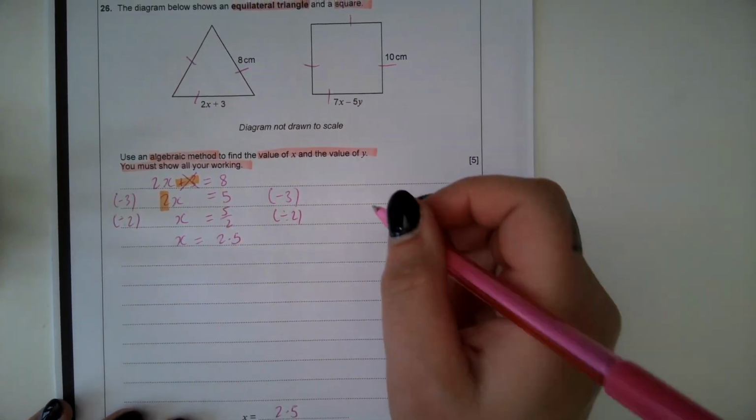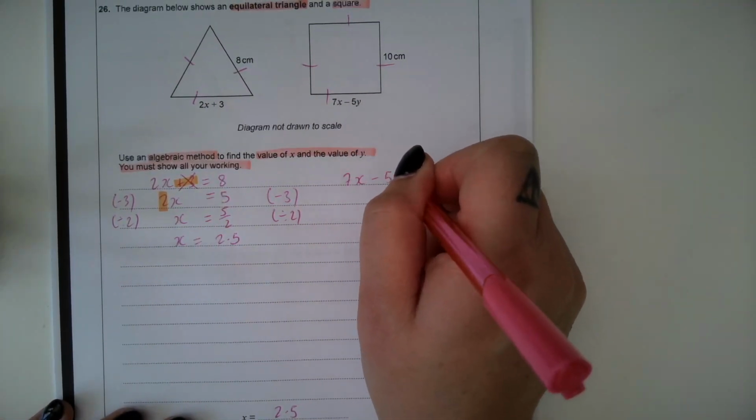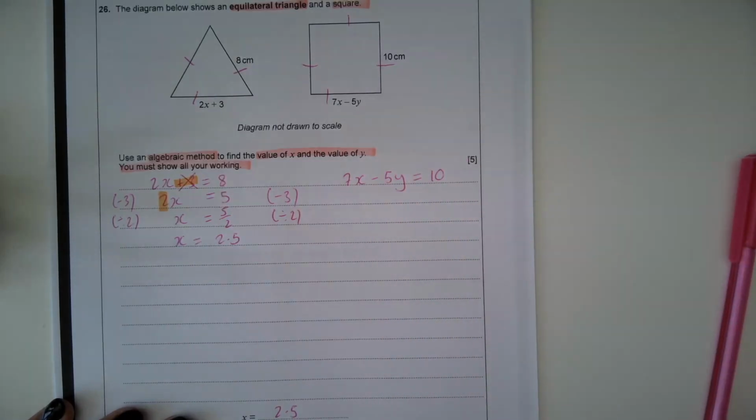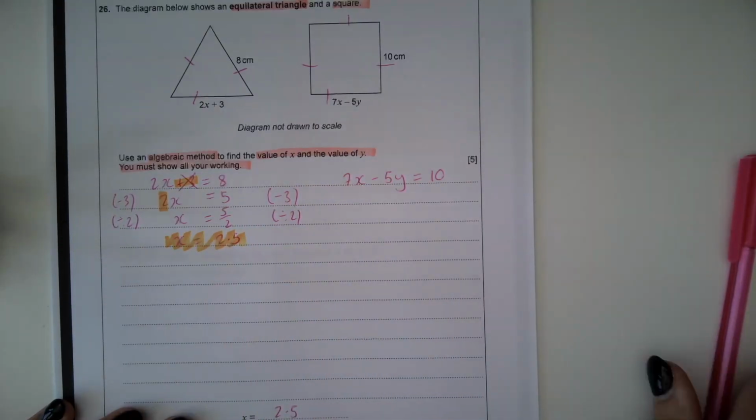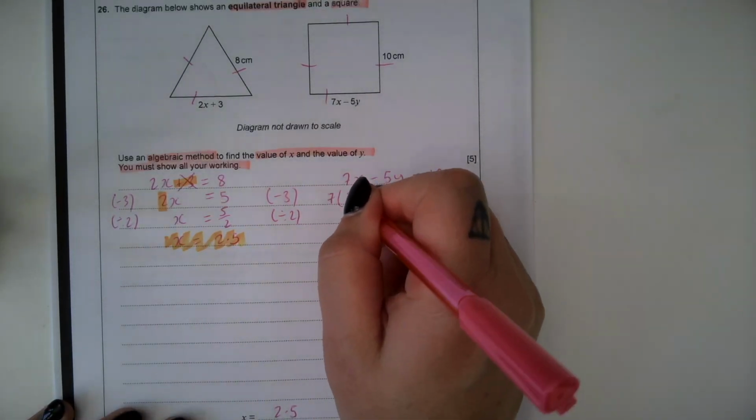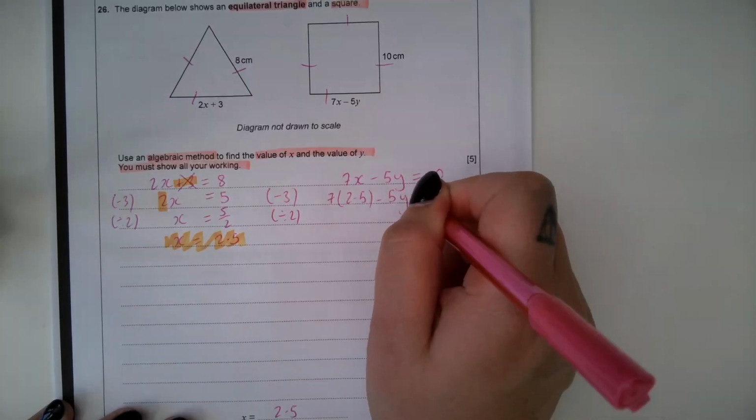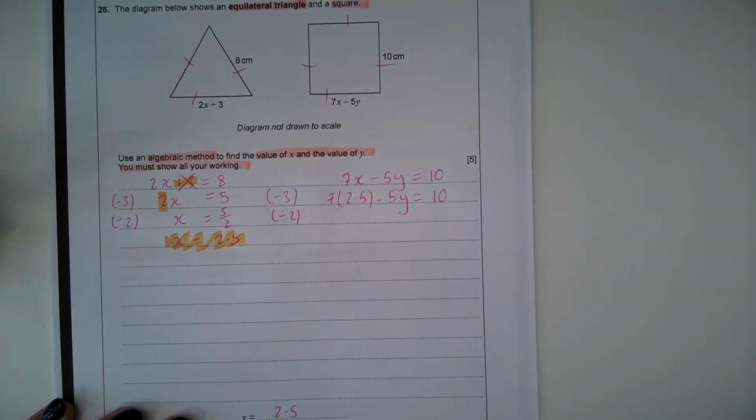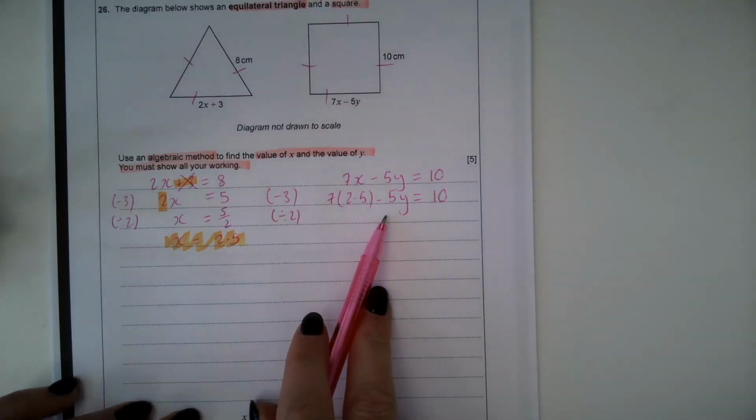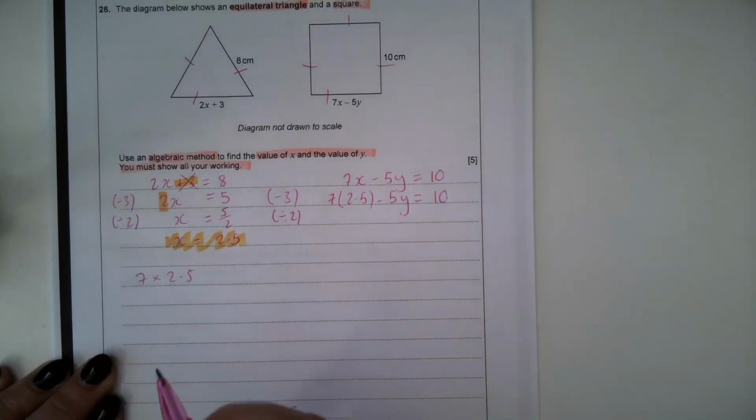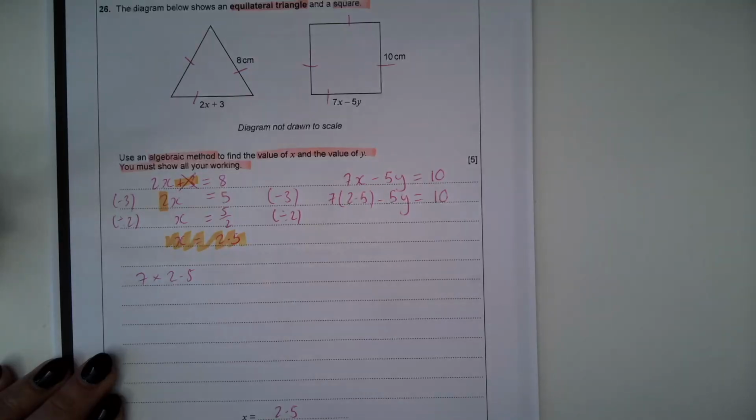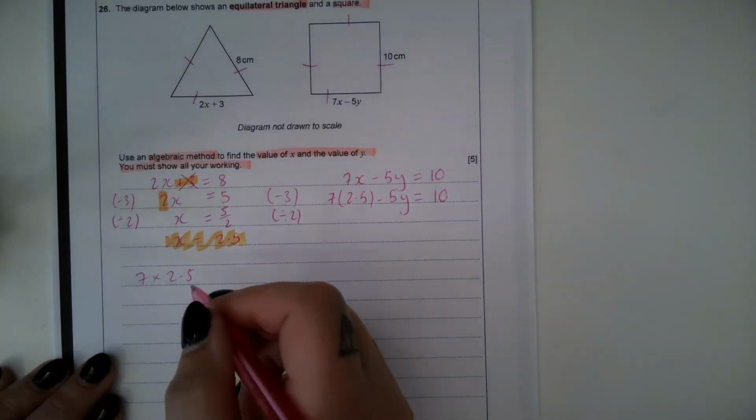So we're going to form an equation. 7x subtract 5y must be equal to 10. However, we know that x is equal to 2.5. So we can substitute that x value into that equation there. 7 times 2.5. Do this however you want to do it, guys. I'm going to do a quick multiplication. You might want to add 2.5 together 7 times. It's entirely up to you.